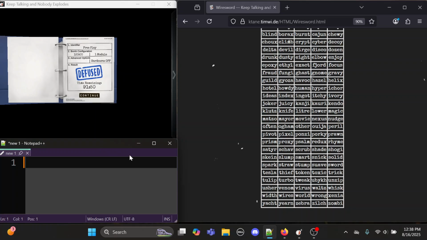So that's all I really have for you guys. It's a very simple mod to do. It's a very simple mod to understand. It is, however, just very long to do.